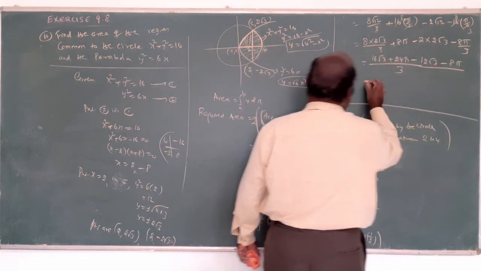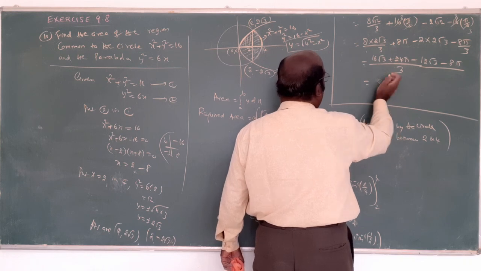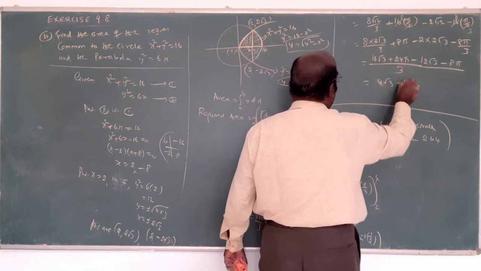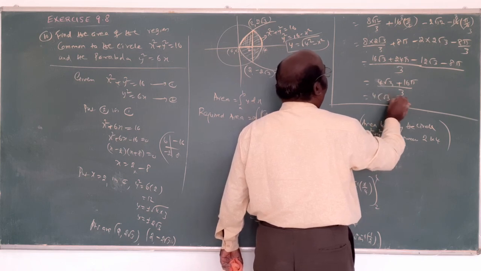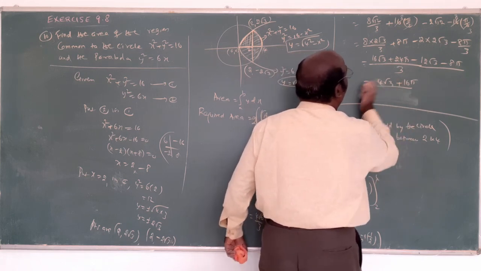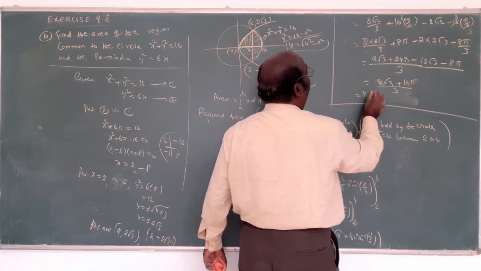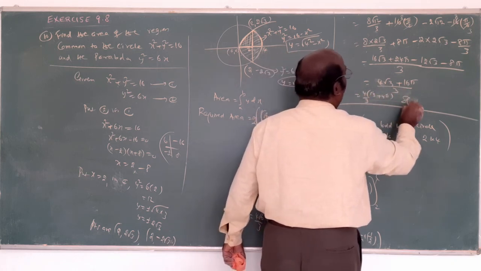Am I right? Now simplify. Here 8, sorry, 4 root 3, here plus 16 pi by 3. Now here 4 is common: 4 by 3 into root 3 plus 4 pi by 3 is the answer.